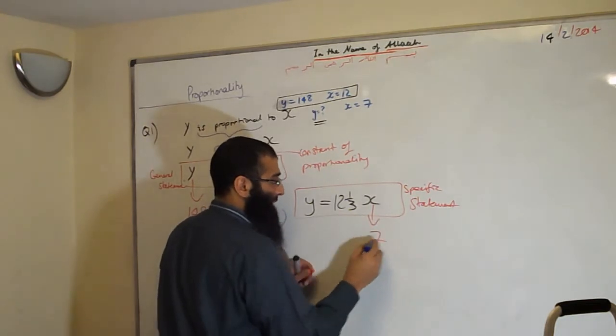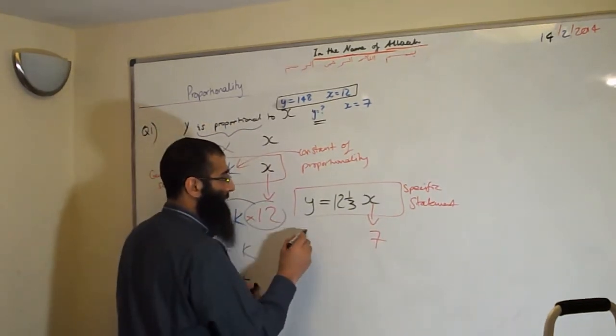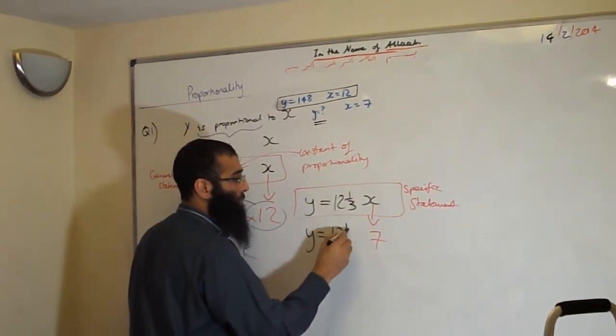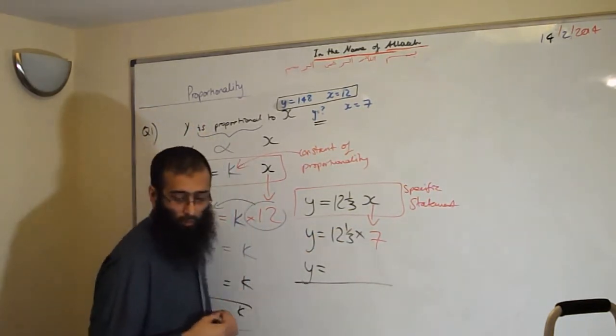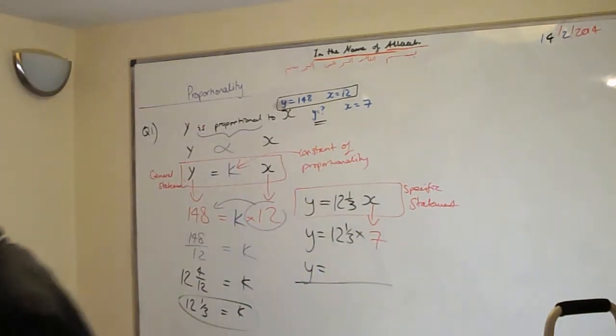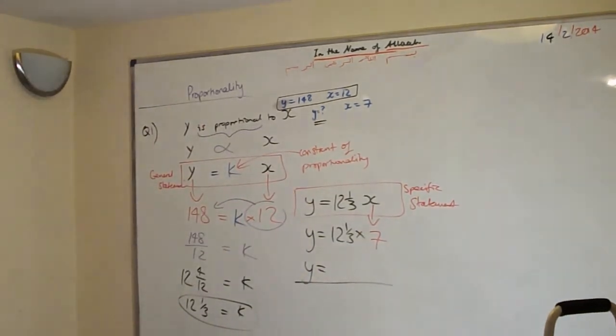So x is equal to 7. So what is the value of y? Y is equal to 12 and 1/3 times by 7. Y is equal to, right, somebody work out for me on the calculator. So I'll check the videos. Okay, come on, Mr. Zef. Okay, we're looking good on here. It's looking nice, mashallah.